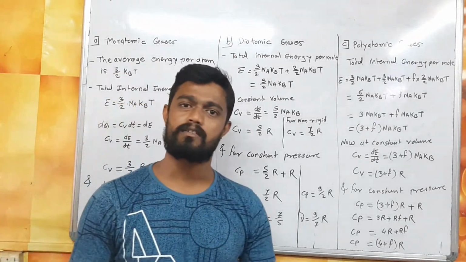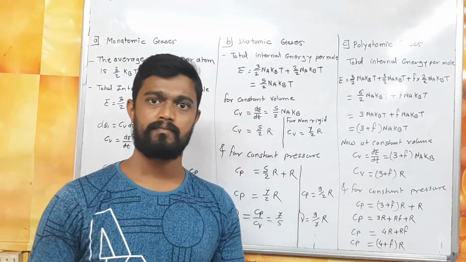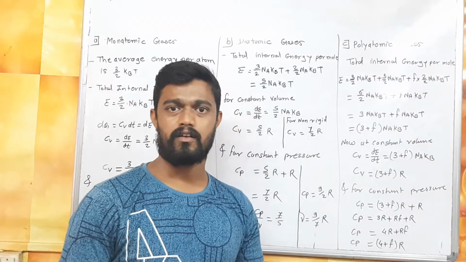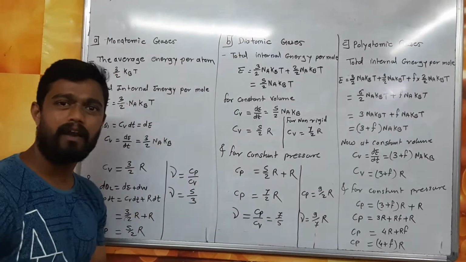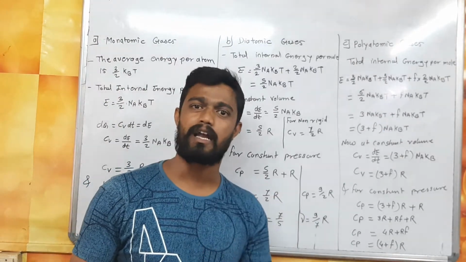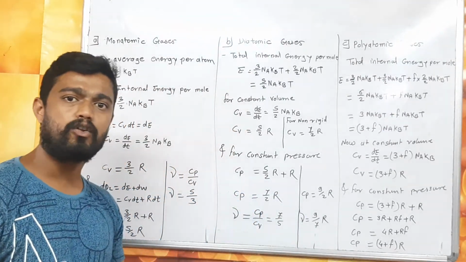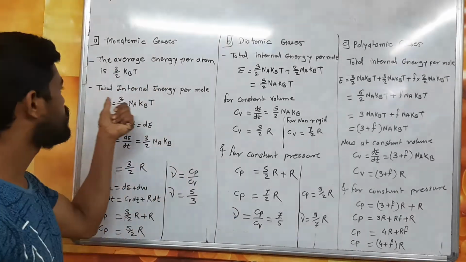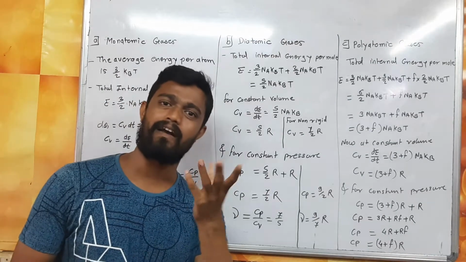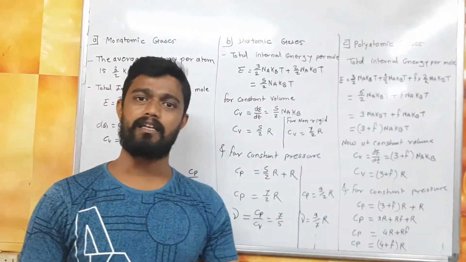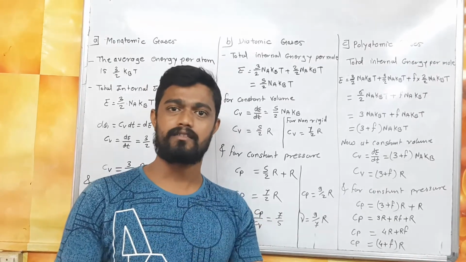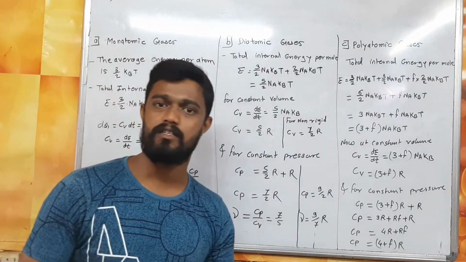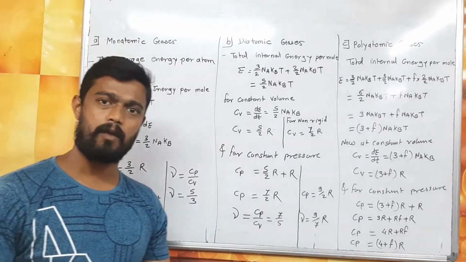In monoatomic gases, when the molecules are in motion, they have energy. The average energy per atom is 3 by 2 kBT. So the total internal energy per mole of a given gas is equal to 3 by 2 N kBT.